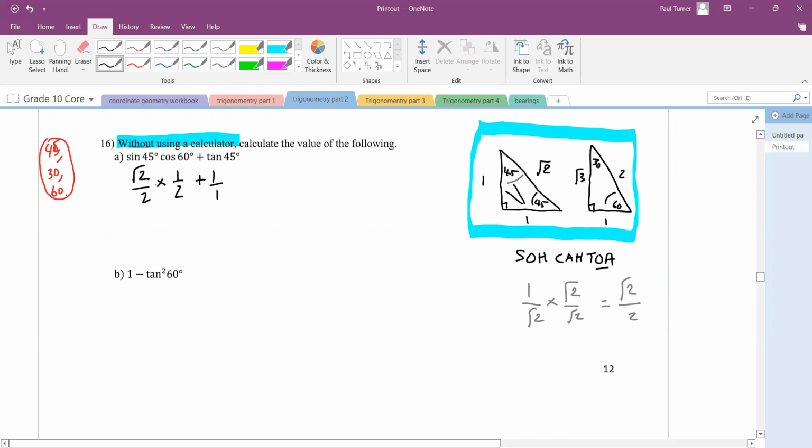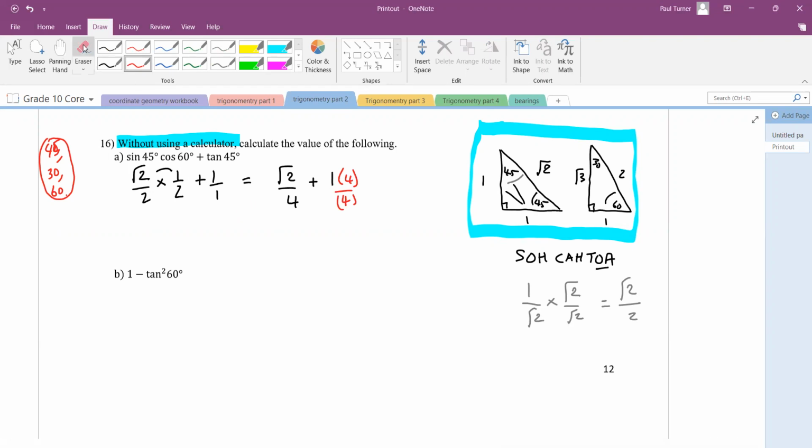So remember, we need to multiply before we add. So you're going to get root 2 times 1, which is root 2. 2 times 2 is 4, plus 1. So we want to make this into one fraction. So we can do that by multiplying the 1 by 4 on 4, because 4 on 4 is 1, isn't it? So 1 remains 1. It looks different, but it's the same number.